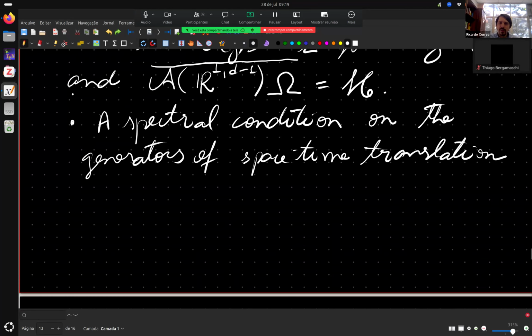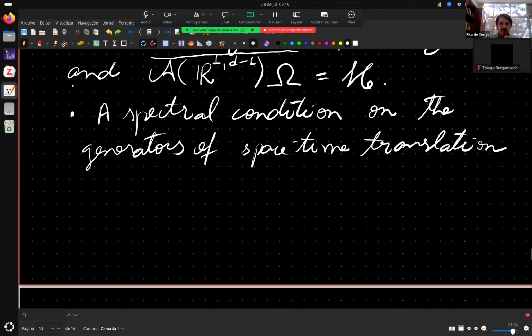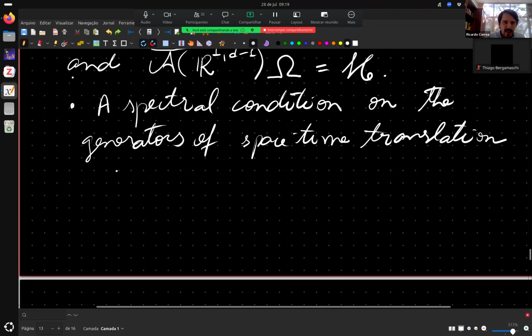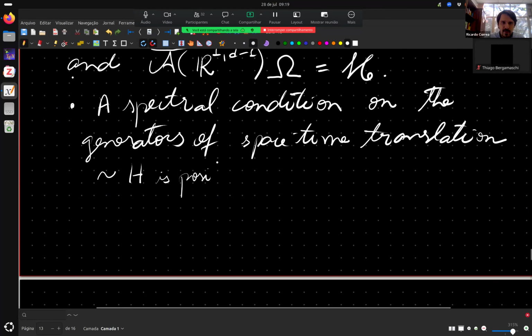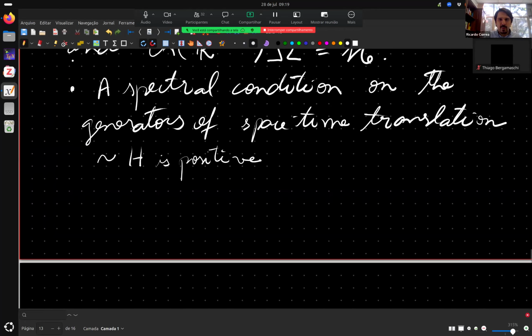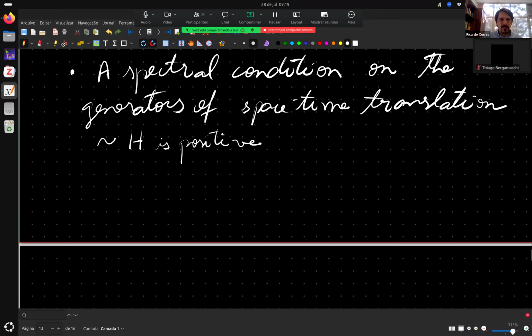I want to have a spectral condition. That means that the generators of these space-time translations have some property. Here I'm just saying it is the same thing as saying that H, the Hamiltonian, is positive. That's not a precise statement, but as I mentioned, I would like to show you the idea behind Heschlida, and that will be important. So for now, think of H as positive.